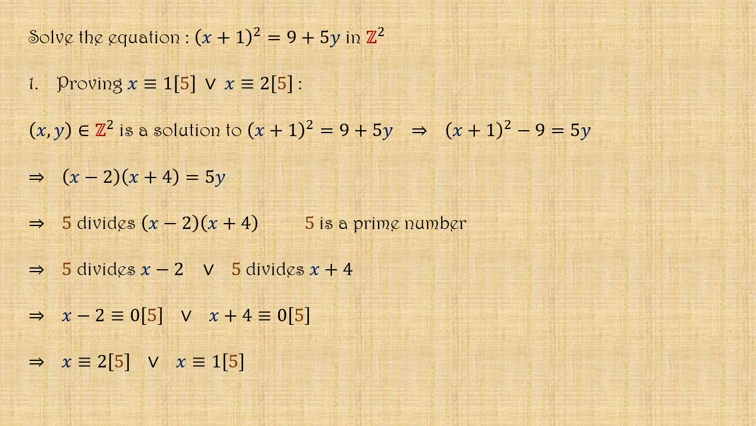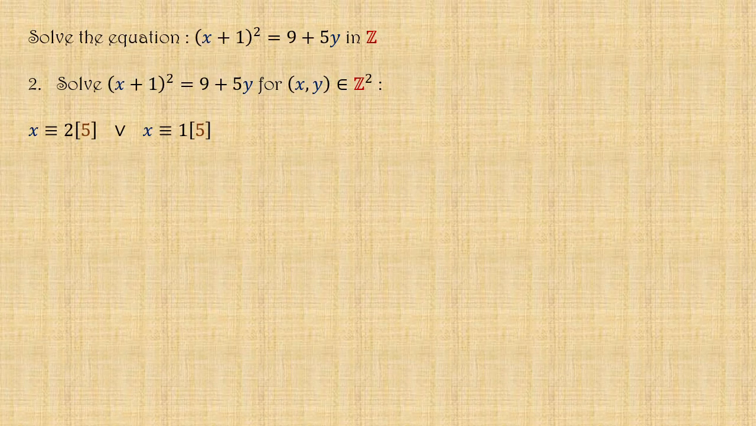Now let's move on to the second step, which is the resolution of our equation for all integers x and y. So as we found in the first step that if the equation (x + 1)² = 9 + 5y is verified, then x is either congruent to 2 modulo 5 or 1 modulo 5, we will find the corresponding values of y to each of these two cases.